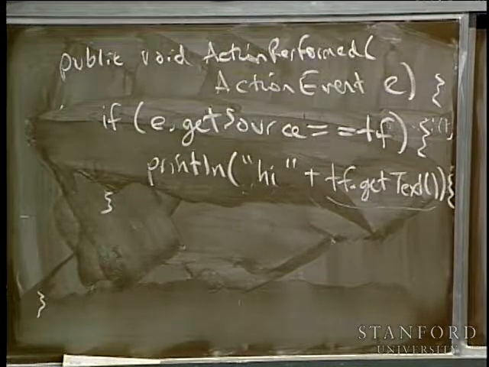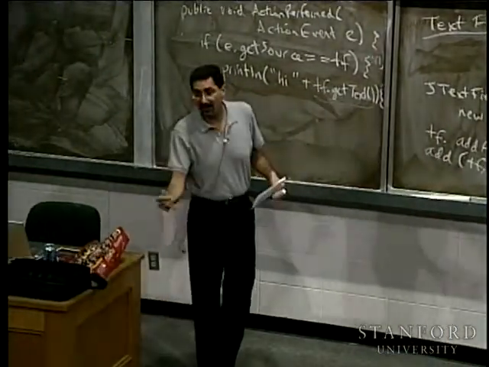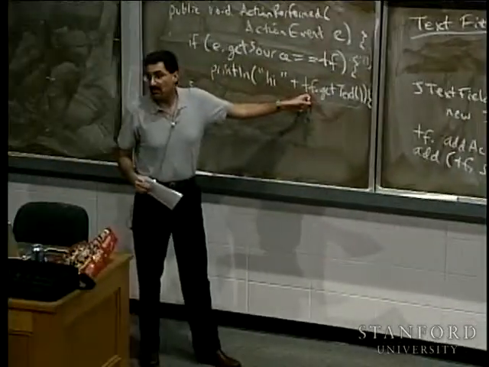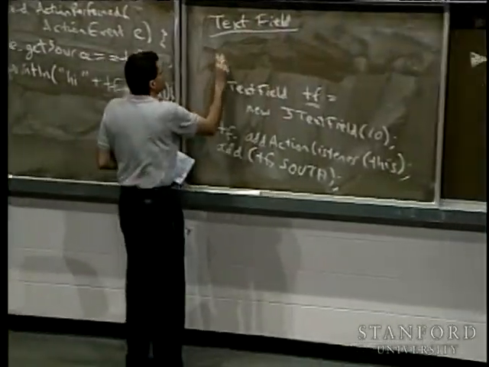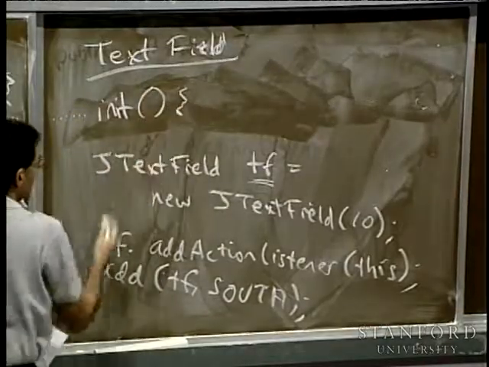It's not an instance variable, right? So if this is my init method over here, I have no way of being able to refer to TF again out here. So I need to create the instance variable, right? If this is my init method, and I've got public void init in front of it, right?